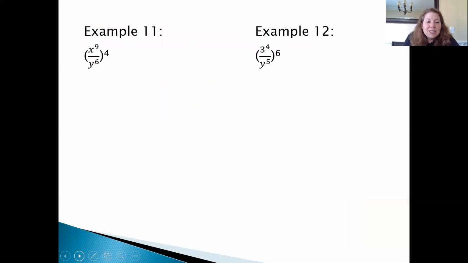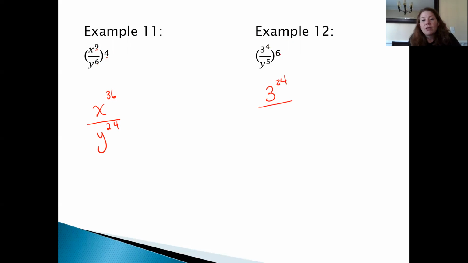Exactly right. So this is an exponent. It kind of looks like a whole number, but it should be an exponent. That's not a great looking example, but anyway, we're multiplying an exponent times exponents on the top and the bottom. So we'd have x to the 36th over y to the 24th. Here we'd have 3 to the 4 times 6 is 24, which would be a huge number, over y to the 30th. Now 3 to the 24th power is really big.